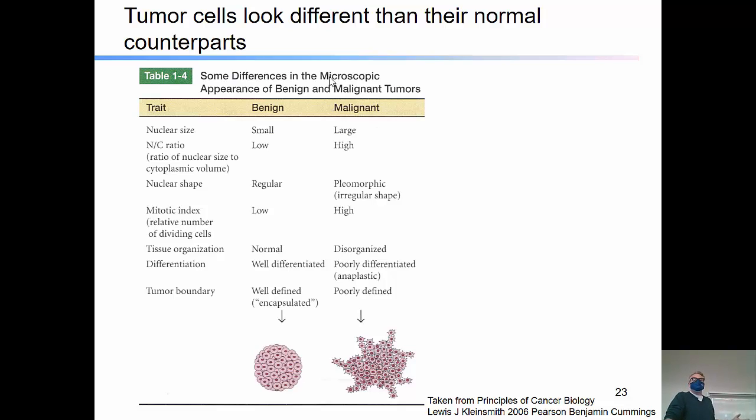The tissues are disorganized in a malignant tumor and poorly differentiated. Remember, differentiation is when a cell becomes specialized. We talked about epithelial cells, and then we talked about a tumor. They go through EMT, so they go back to a mesenchymal form or a more primitive form. And the boundary, again, is poorly defined in a malignant tumor.